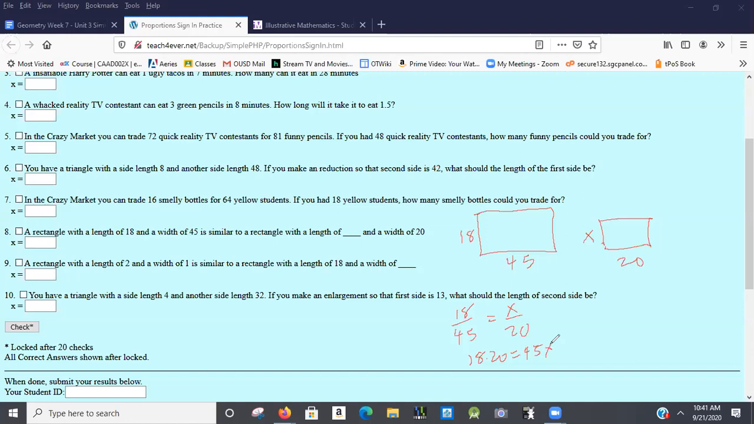18 times 20 is 360. And 45x, divide by 45. And I better get something smaller than 20. 8. Okay, so that's going to be 8.